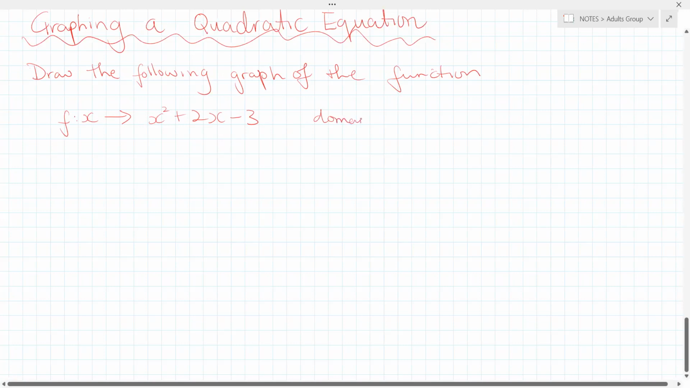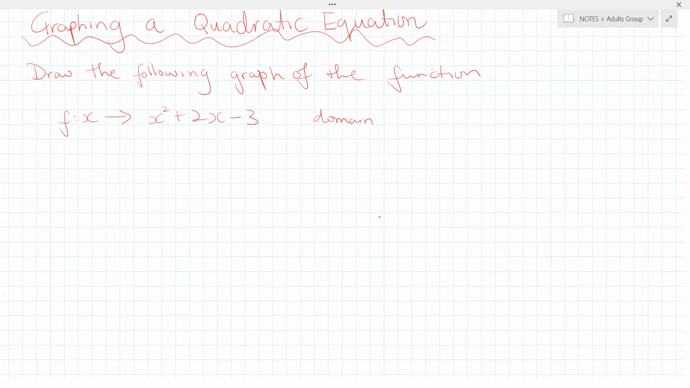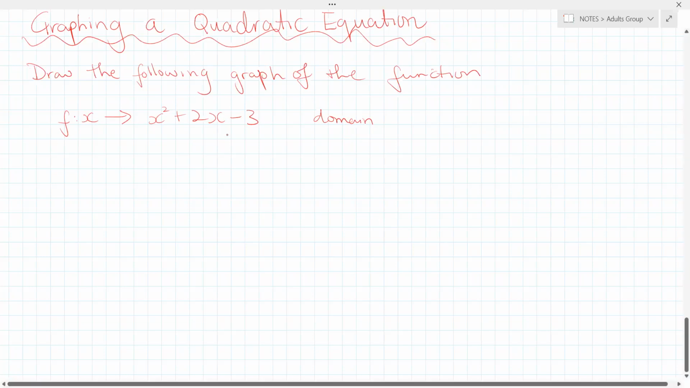So they gave you the domain because you need a range of values. You can't just use one on the left, one on the right, because that will give you a straight line. But a quadratic is actually a curve, so we will need several values to connect to form that curve. Your domain is going to range: x is greater than or equal to -5 and less than or equal to 3.